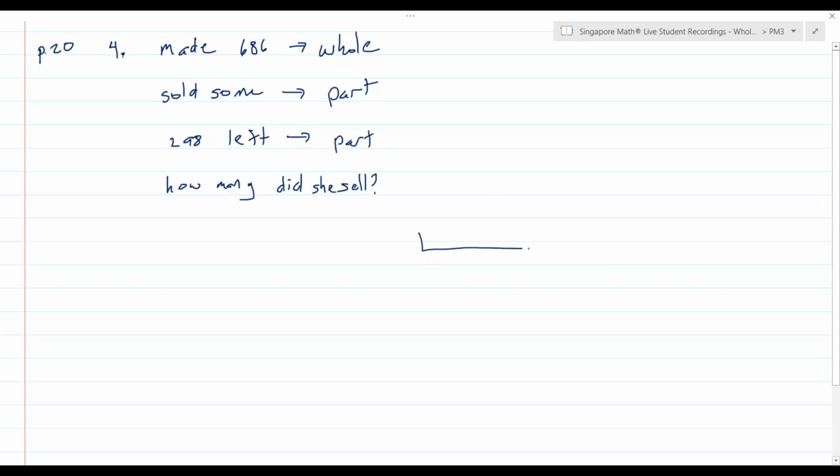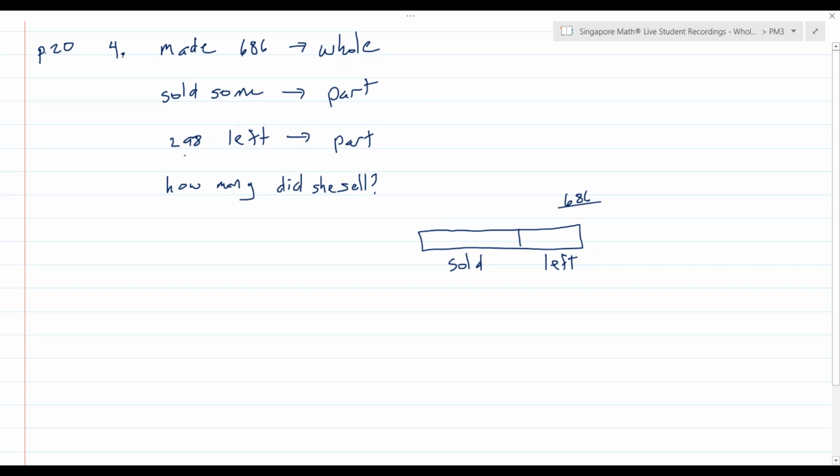We could show that with a picture. And I think Singapore Math knows that not all of us are great at drawing, so it often makes a picture with a simple bar. So Mary made 686 cookies. If this bar represents the 686 cookies, then you know and I know that some of them were sold and some of them were left. Now, it doesn't matter where I drew the line. I don't know if more were sold or not sold, but I can just draw the line and know that one part was sold and one part was left, and the whole thing is 686 cookies.